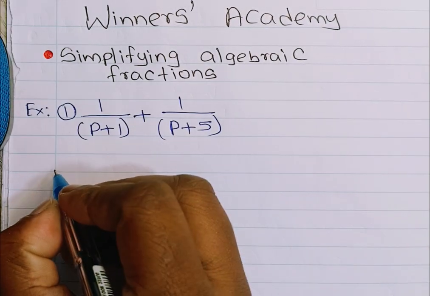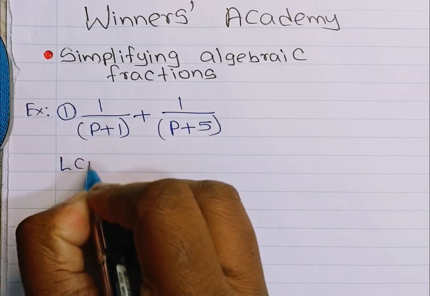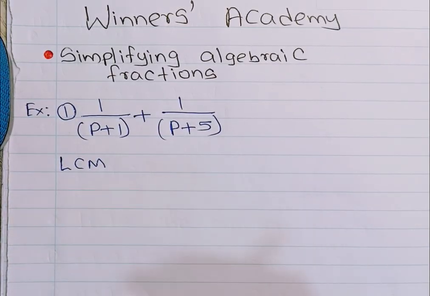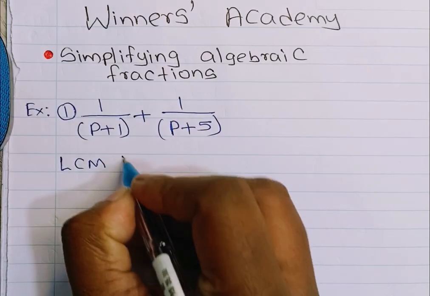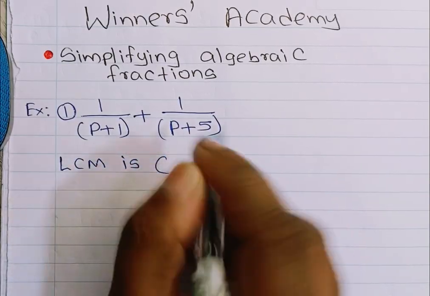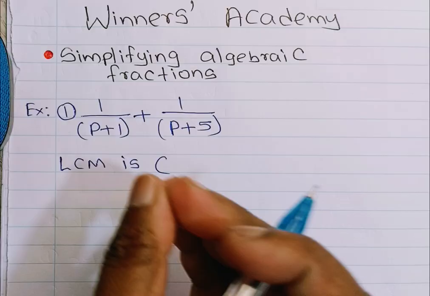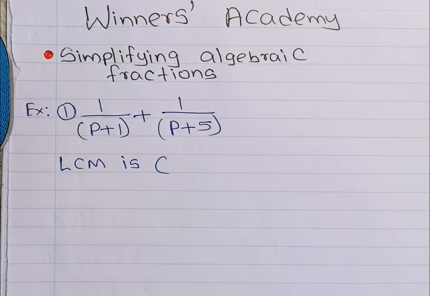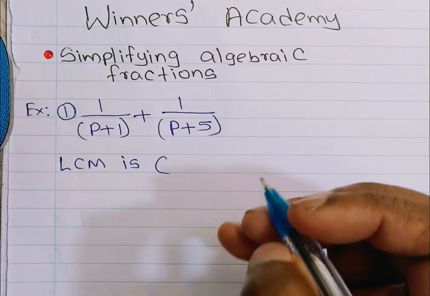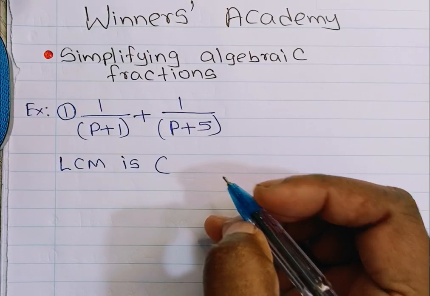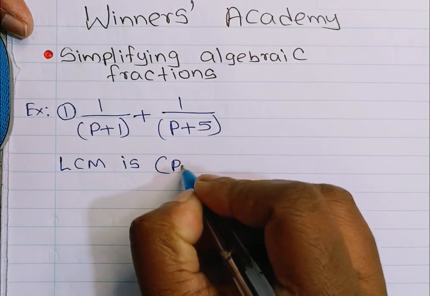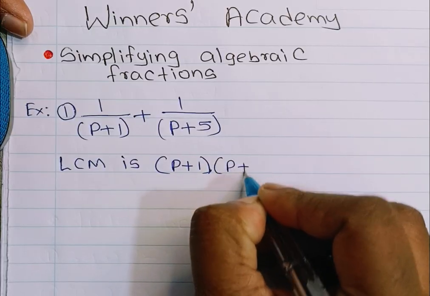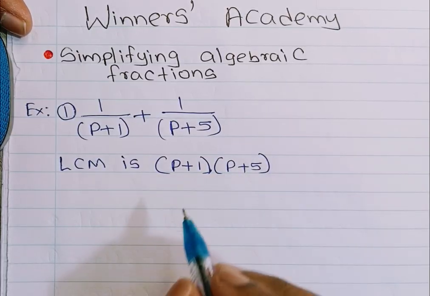To find the common denominator we have to take the LCM, that means least common multiple, or otherwise lowest common multiple, right? So LCM means what? We have to multiply these two expressions together, right? Because these two are not equal to each other, we can multiply both together and find the least common multiple. Okay, so LCM is coming like p plus 1 times p plus 5. So I can write it down like this.